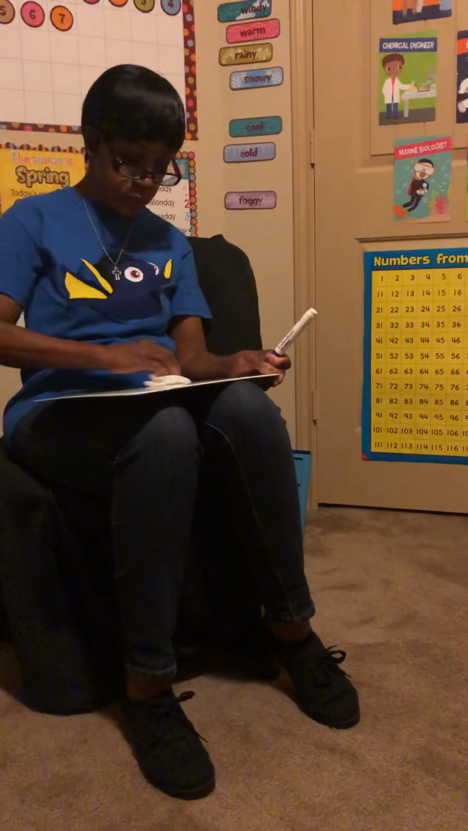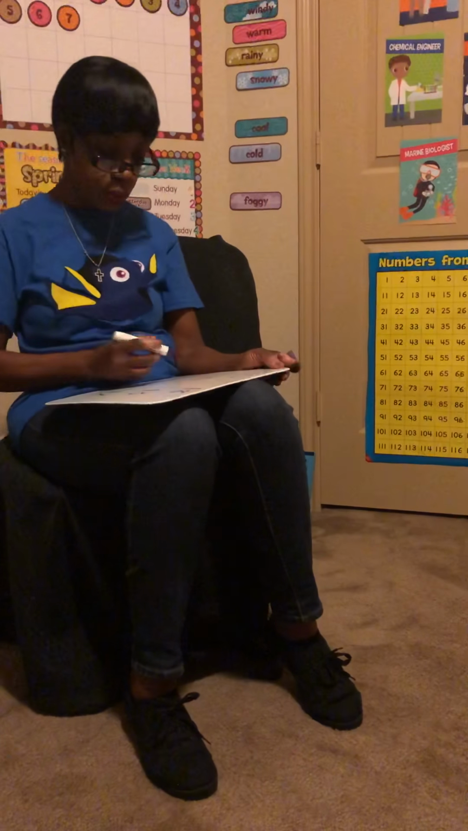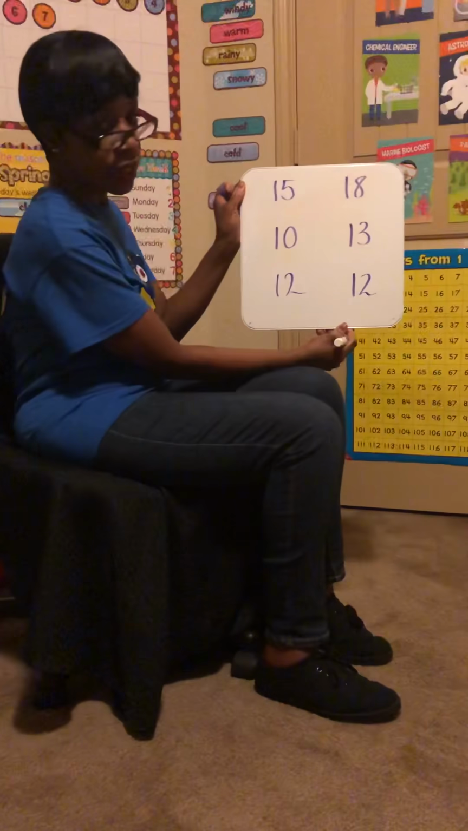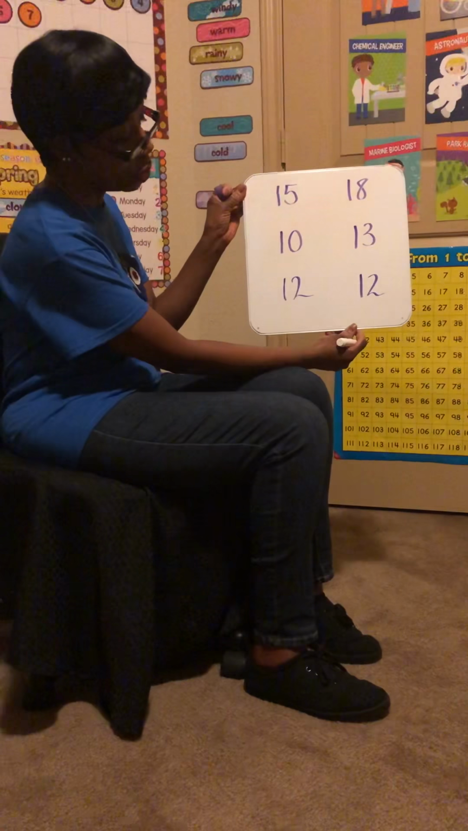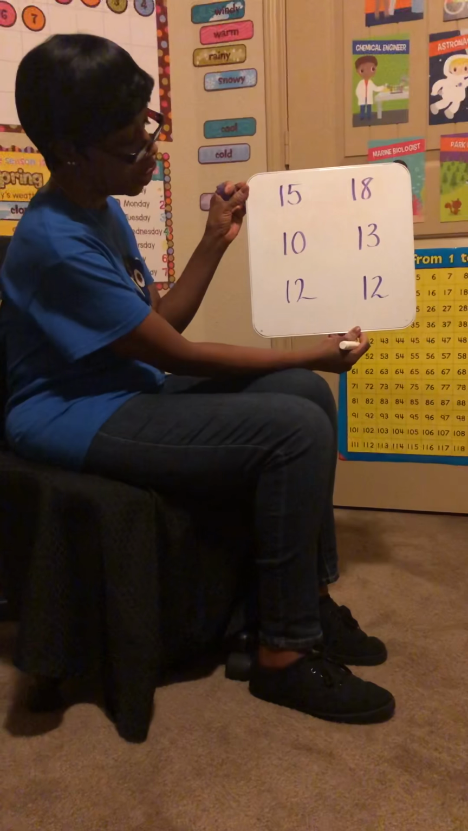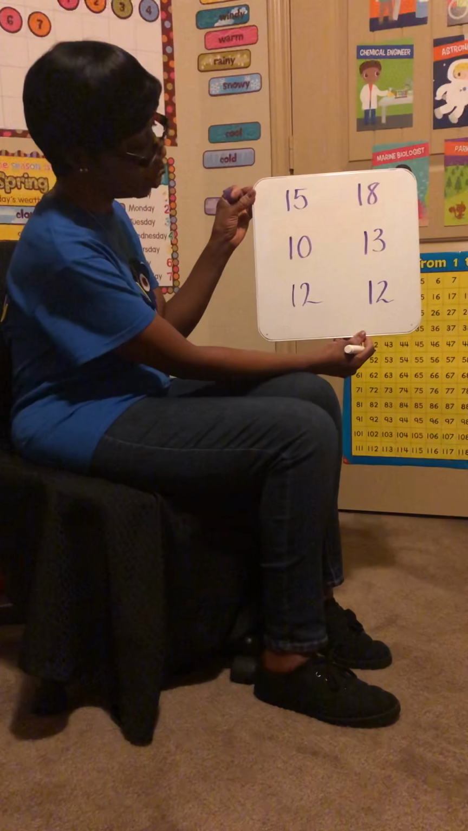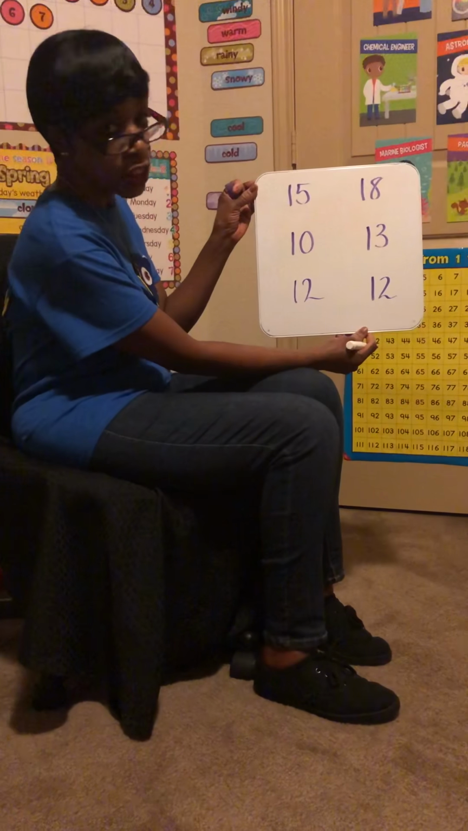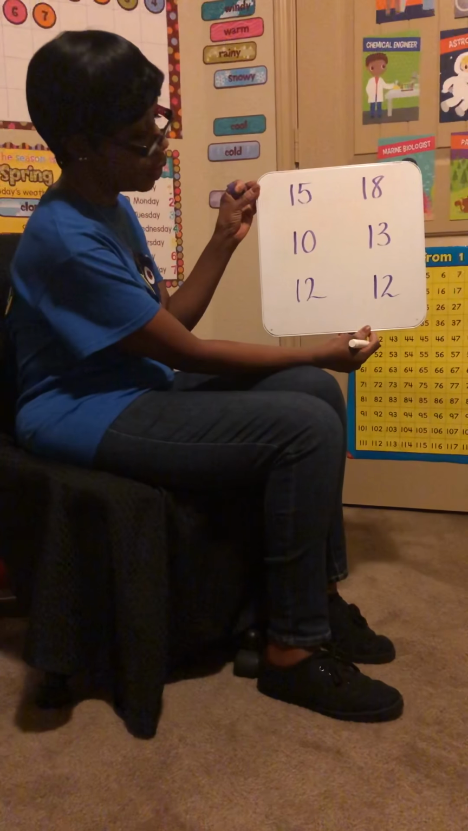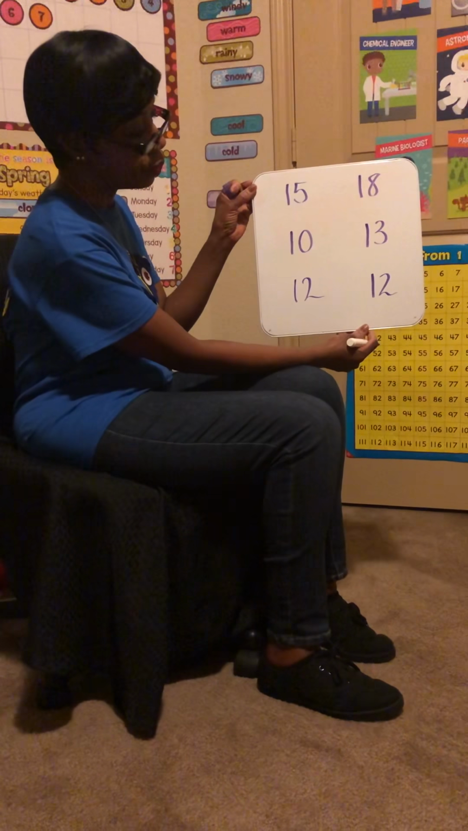So what if I change this 20 to 12? How would I say that in comparative language? I'll give you a moment to think. You are correct. 12 is equal to 12. Very good, boys and girls.